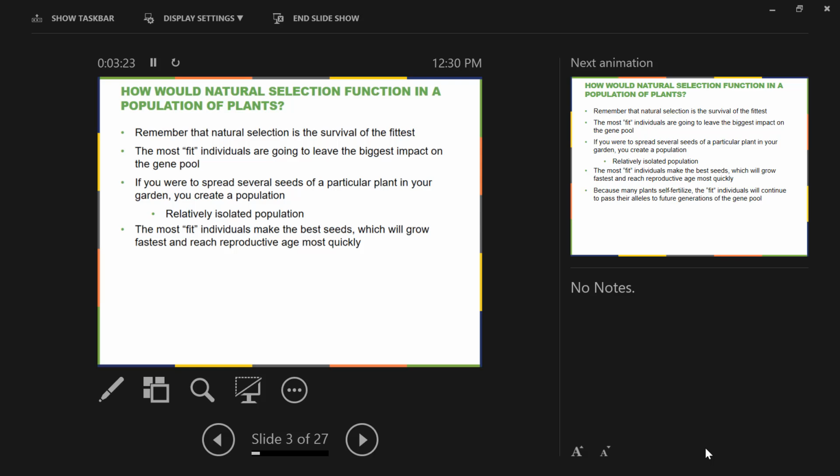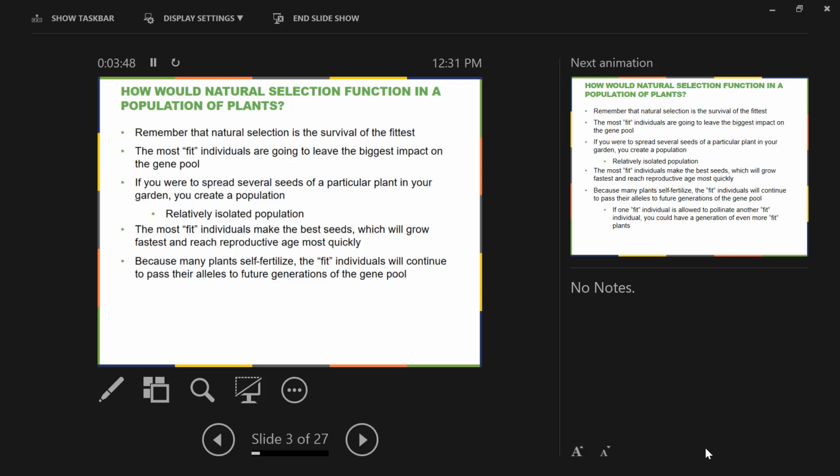Now, the most fit individuals are going to produce the best seeds. Okay? If a plant has a high fitness, it is going to produce the seeds that are going to have the greatest chance of producing viable offspring. So they're probably going to grow the fastest. They're going to reach reproductive age most quickly. And because a number of plants self-fertilize, the fit individuals are going to continue to pass on their genetic material to the next generation.